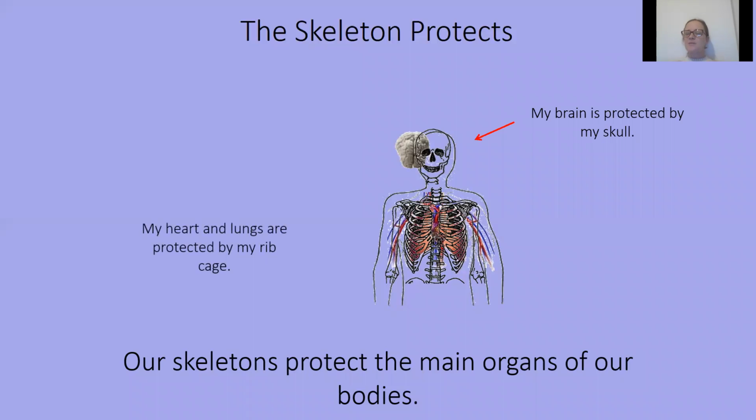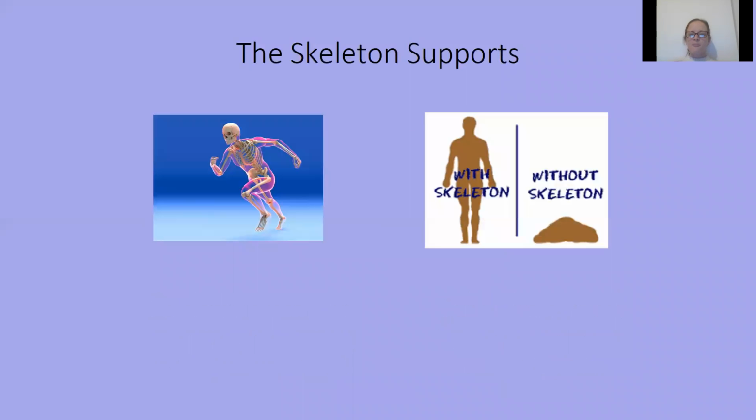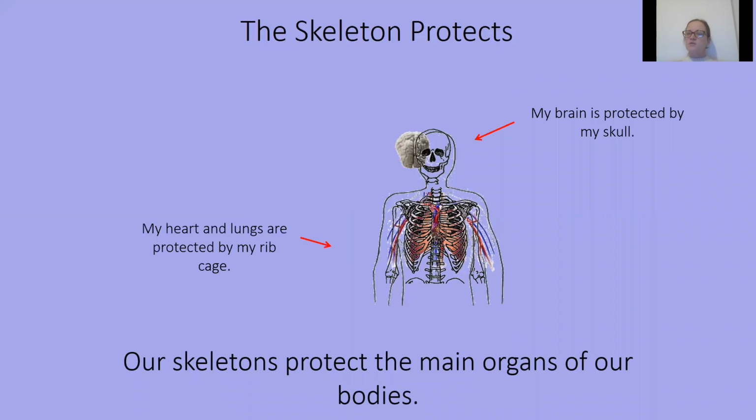My heart and my lungs, obviously my heart, which keeps the blood flowing in my body, and the lungs that help me to breathe in and out, those are all protected by my rib cage that is around it. And then also in our spines, our spinal cord is protected by our spine, which runs down the back of our bodies.